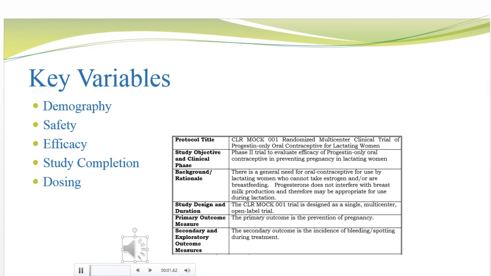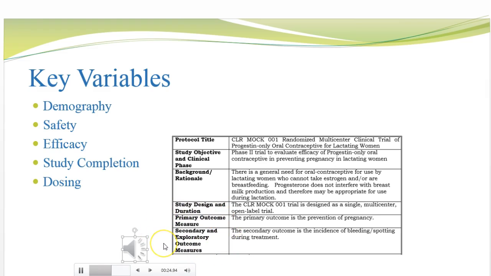Key variables, that's what it's all about. We always want to look at the key variables. These are typically demography, safety, efficacy, study completion, and dosing data. For the safety and efficacy data, you're going to find these as part of the primary and outcome measures in your protocol or protocol analysis.